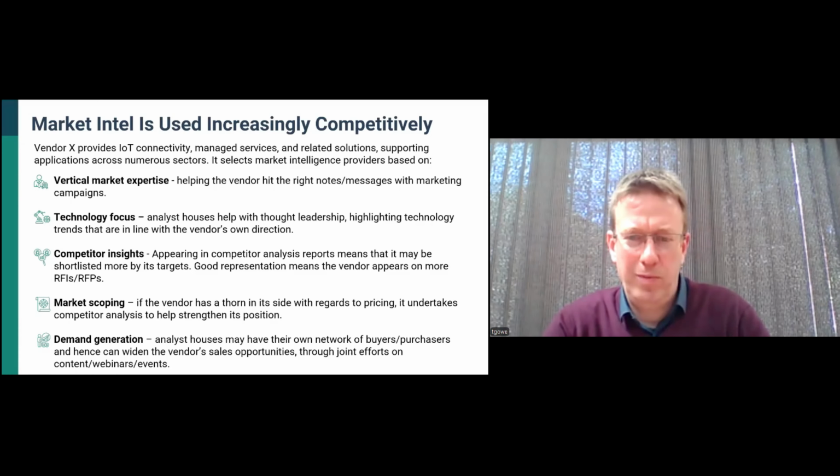As I mentioned before, when we talked about pricing, exactly as the question was previously, this vendor had a situation where they were losing business because of pricing. So they absolutely needed some competitor intelligence to help strengthen their position, and they did that through analyst houses. Analyst houses have a neutral position in the market. They can have some subtle, intelligent conversations, and then potentially feed that back to technology vendors and help them secure and win business.